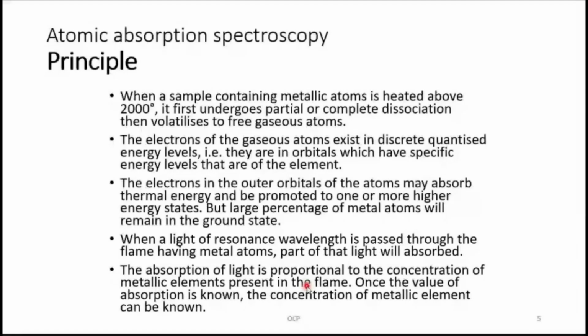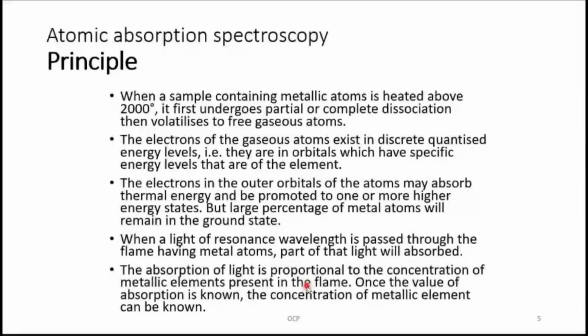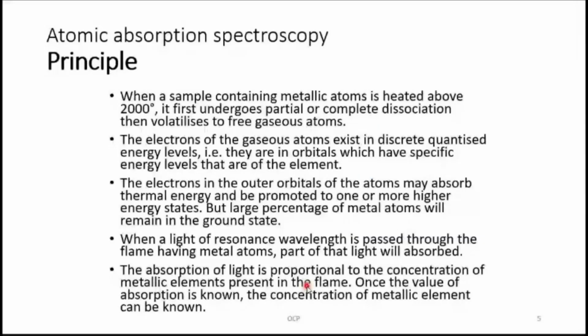The electrons in the outer orbitals of the atoms may absorb thermal energy and be promoted to one or more higher energy levels. So the electrons in the outermost orbit are capable of absorbing energy from the surroundings. It may be in the form of heat, electromagnetic radiation, or vibrational energy. But a larger percentage of the metal atoms will remain in the ground state. We have seen this in IR also. Most atoms and molecules try to remain in the ground state.